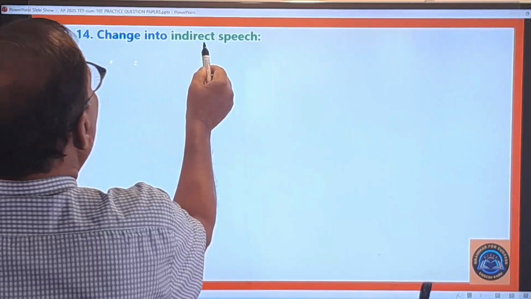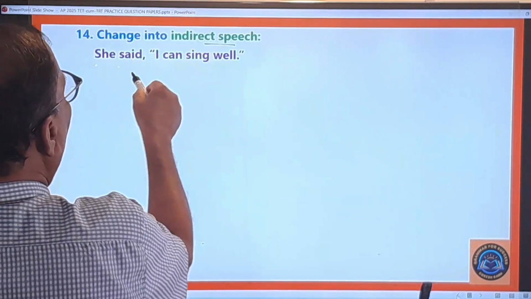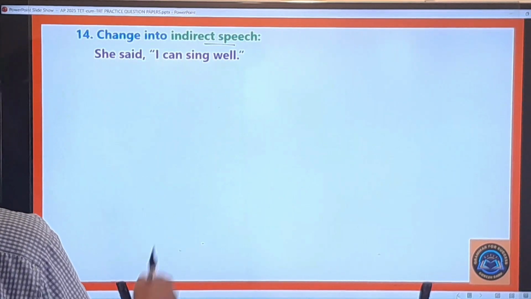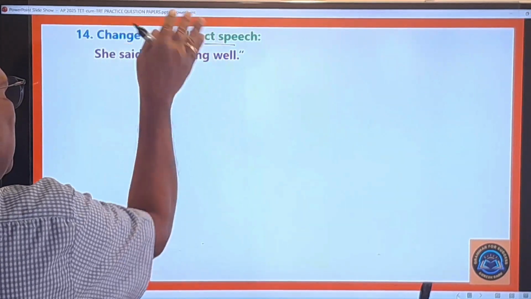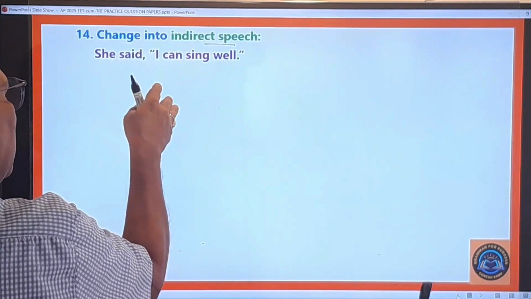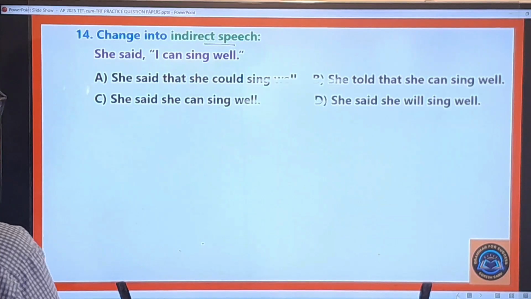14th question. Change into indirect speech. Okay. She said, I can sing well. So this is the direct speech. And now you have to change this direct speech into indirect speech and choose that sentence which is in the correct indirect speech. And here you look at the given options.